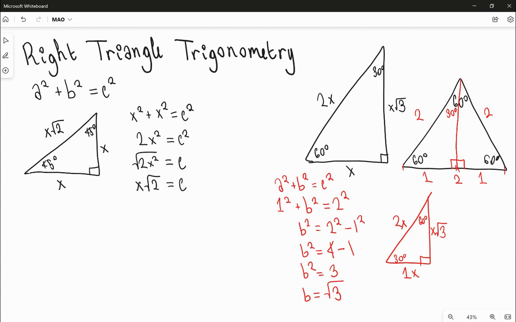Again, for our 45, 45, 90 triangle, our legs are x, and our hypotenuse is x times the square root of 2. And for a 30, 60, 90 triangle, our leg that corresponds with the 30 degrees is x. Our leg that corresponds with the 60 degrees is x times the square root of 3. And our hypotenuse is 2x, which corresponds with the 90 degrees. That's one thing you need to know for similar triangles: your ratios are always going to be the same with these special right triangles.